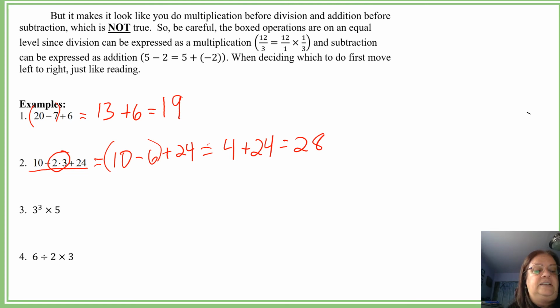All right, on the next one, there are no parentheses. I look at that first, but notice I have an exponent. So I'm going to do this exponent first. 3 cubed is 27. Now that times 5. Okay, so it's 135.